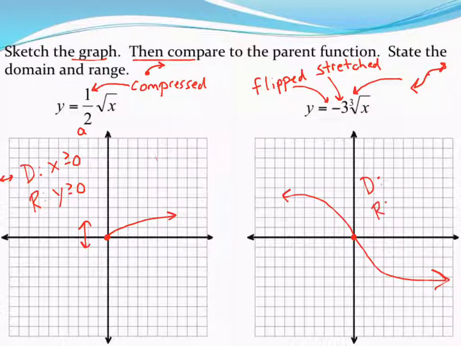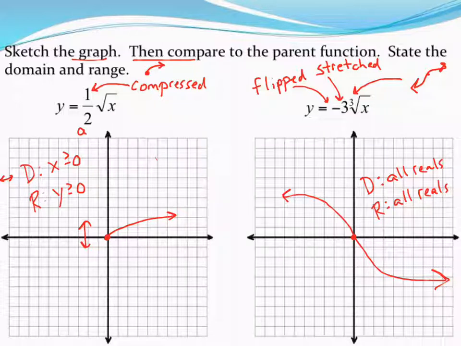It's really easy for a cube root graph. We're allowed to take the cube root of anything we want, including negatives. We can't do the square root of a negative number and get a real answer. So for cube root graphs, our domain is always all reals, and our range is also always all reals. We can plug in any number we want for x, positives, negatives, whatever, and we can get out any answer that we want.